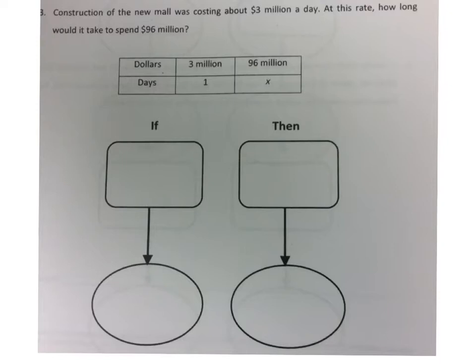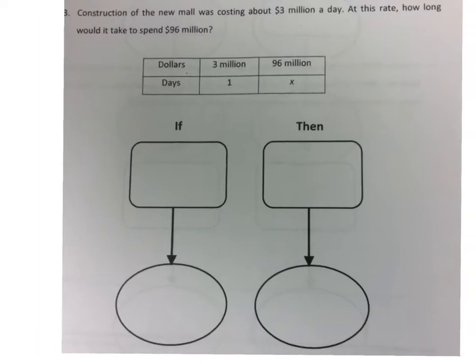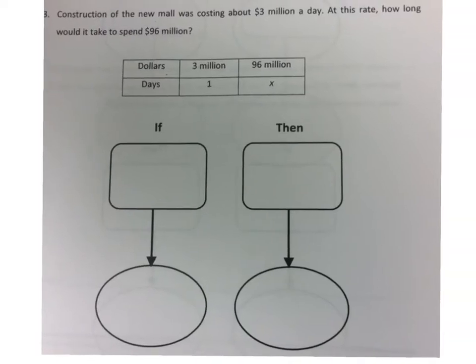Next question says, construction of the new mall was costing about $3 million a day. At this rate, how long would it take to spend $96 million? So we have to look and see if we can see a ratio statement. Right here it says construction of a new mall was costing $3 million a day. And so that's this if statement.